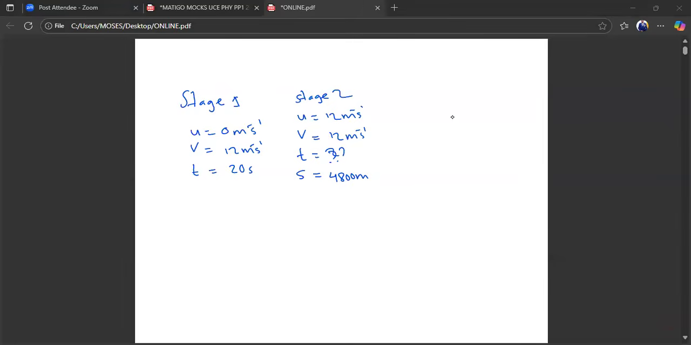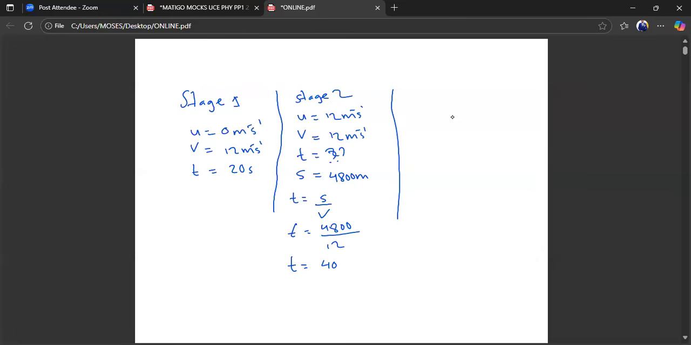So you can come and find the time here. Since the body is moving with a constant velocity, our time is going to be given by s divided by velocity. So our time is going to be 4,800 divided by our velocity, which is 12, and we come up with 400 seconds. So that is the time that was taken when this person was moving with a constant speed.